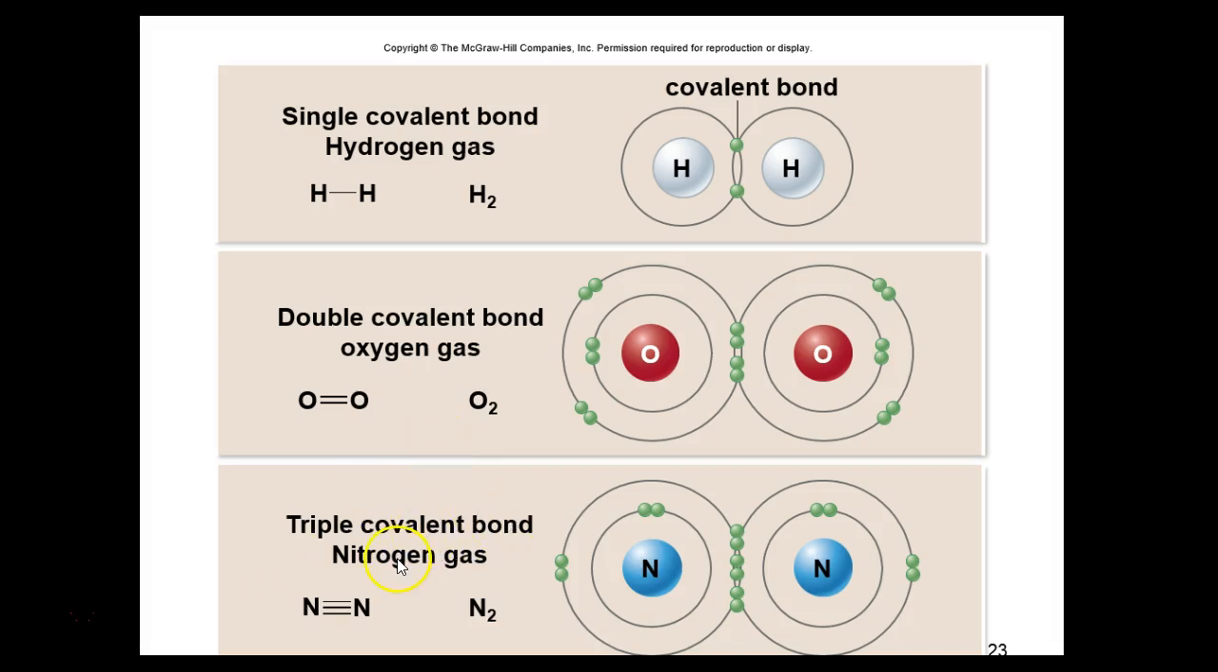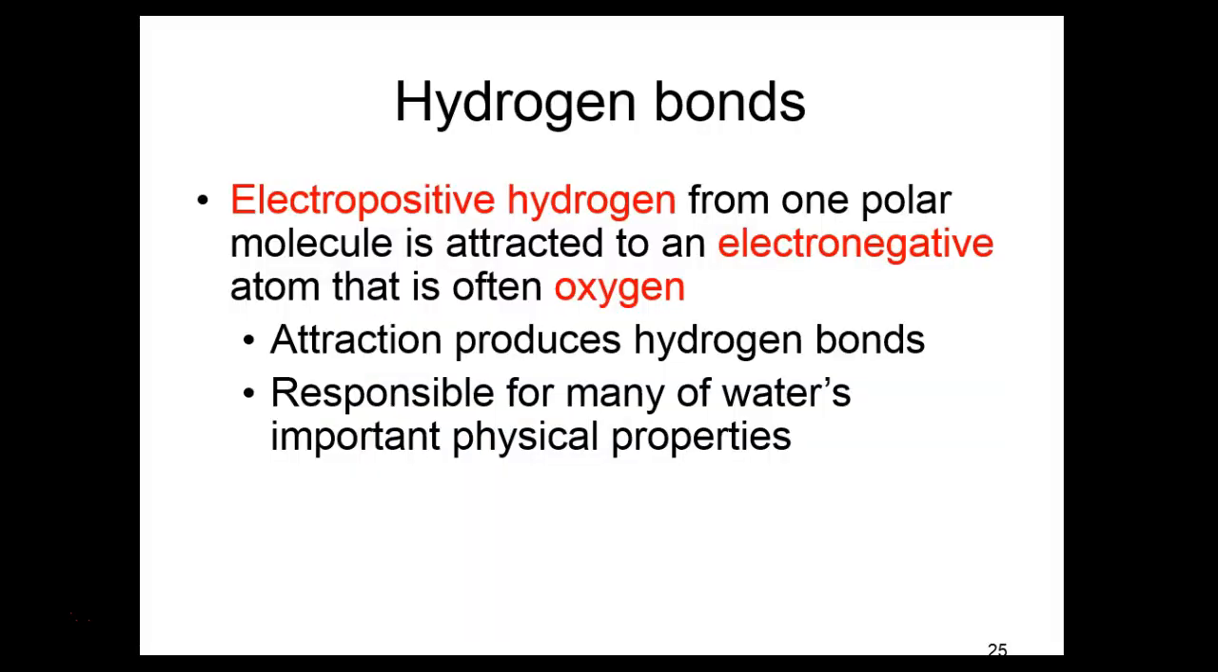A triple covalent bond, nitrogen for example, the number of electrons is 7. 2 on the first shell. It's going to have 1, 2, 3, 4, 5 on the second shell, but it needs 3 more to be stable. We bring in another nitrogen, and of course they're going to share these 3 electrons here, making it a triple covalent bond. Hydrogen bonds, on the other hand, they're formed in water molecules.